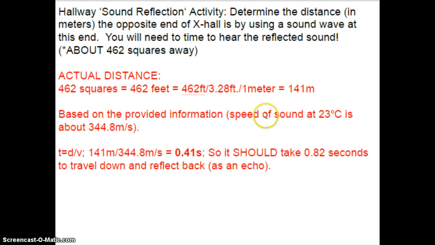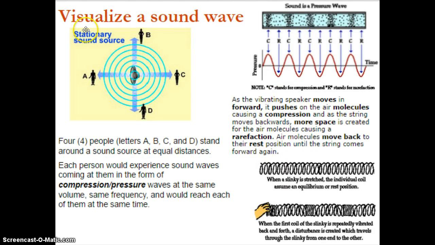So based on the provided information, the speed of sound is 344.8 meters per second. The time it should have taken is 0.41 seconds. So it should have taken 0.82 seconds to travel down and reflect back. And that's what we hear as a reflected sound that we call an echo. So if we visualize a sound wave, right, we're back to this picture here.